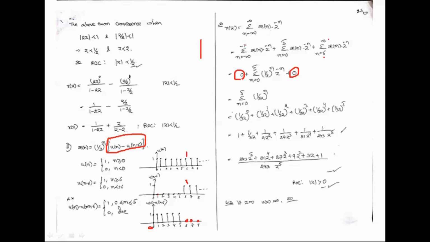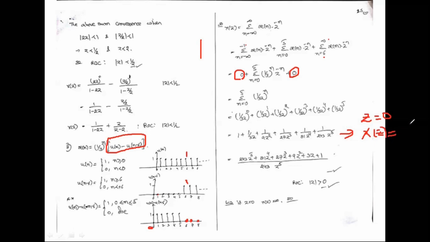Simplify it. If suppose in this equation you substitute z is equal to 0, what happens here? 1 plus infinite, because 1 by 0 becomes infinite. The X of z does not exist.